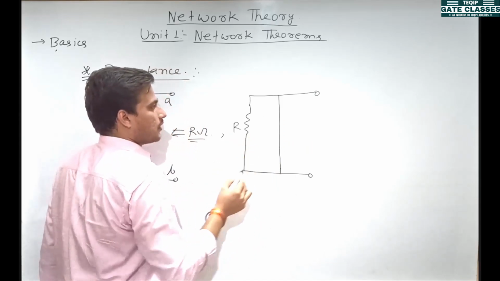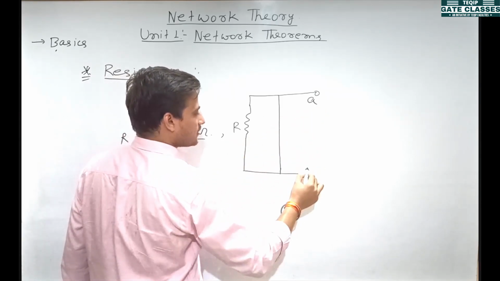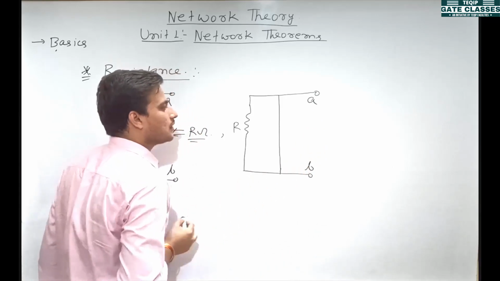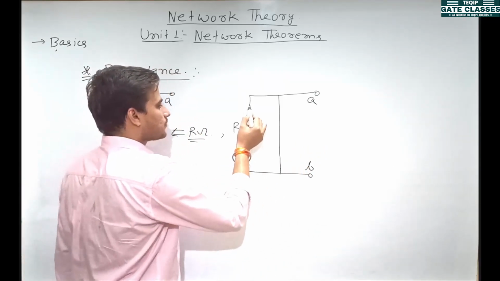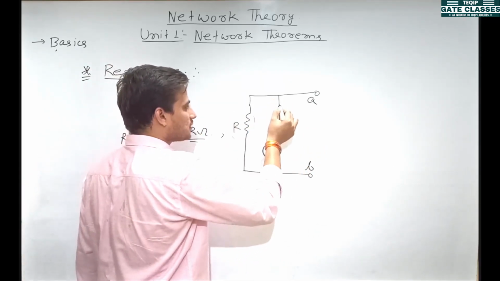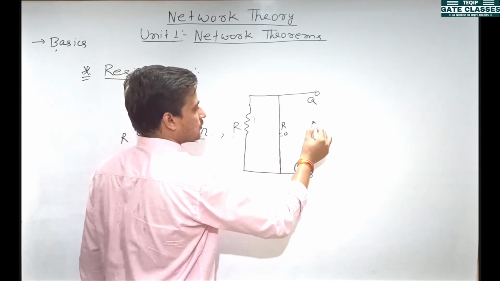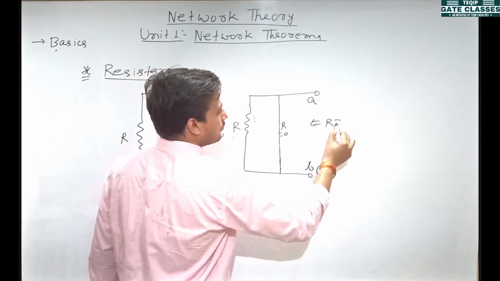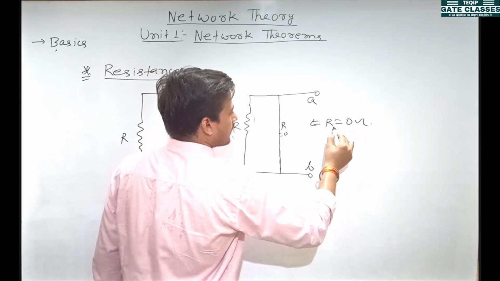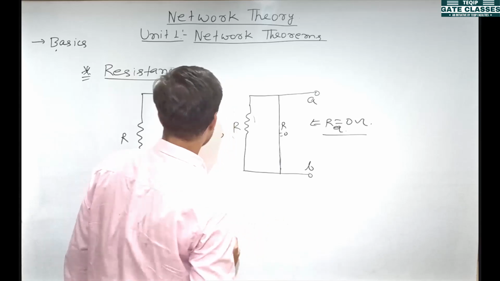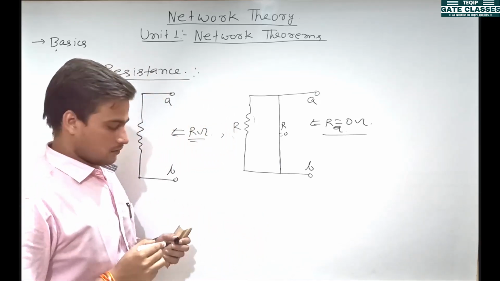Now if someone asks you to find the resistance across the AB terminal, you see the resistance of this path is R, but here it is short circuited, meaning resistance 0. So here you will see R equivalent will be equal to 0 ohm. Clear?